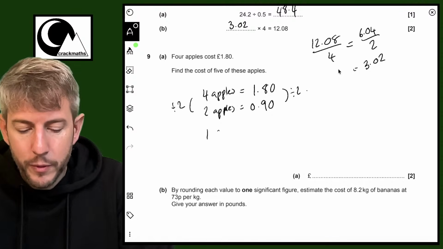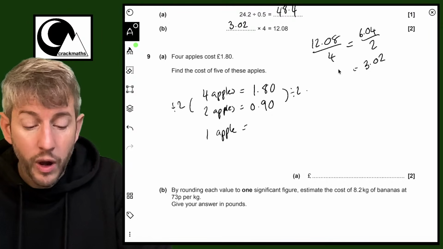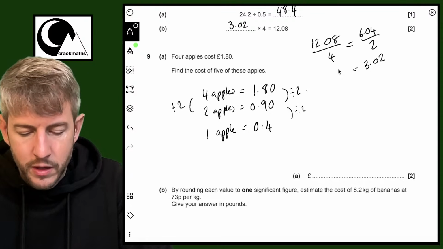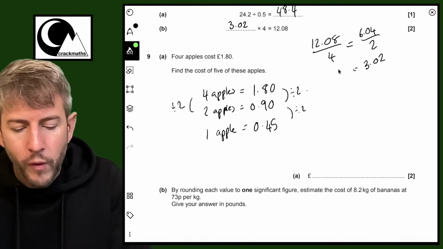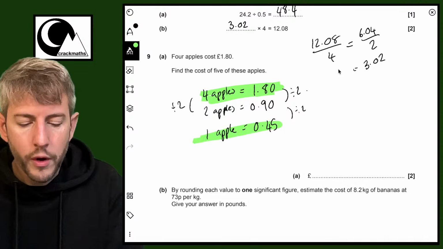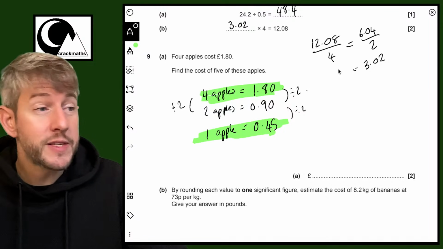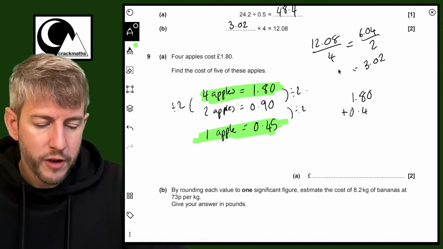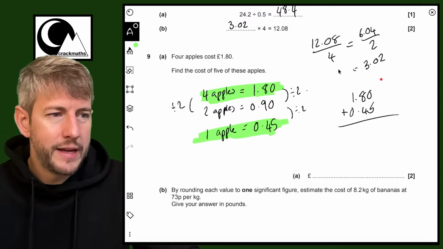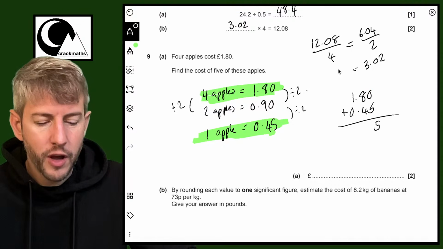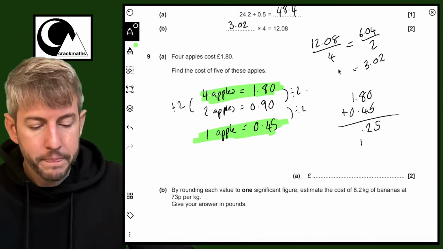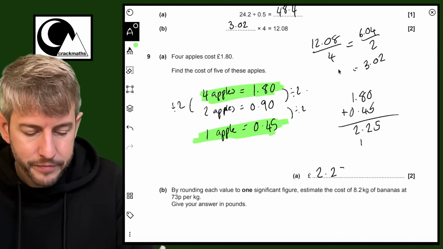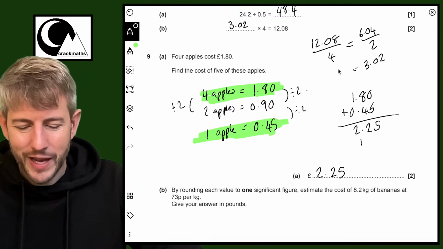I could then go down to 1 apple. So 1 apple will equal half of this again, so divide that by 2 again. So half of 90 is 0.45. So here we go. And now I know that 4 apples cost £1.80. 1 apple costs 45 pence. So to get 5 apples, I can just do £1.80 add the 45p. So here we go. We've got 0 add 5 is 5, 8 add 4 is 12, and then 1 add 1 is 2. So the cost of the 5 apples would be £2.25.